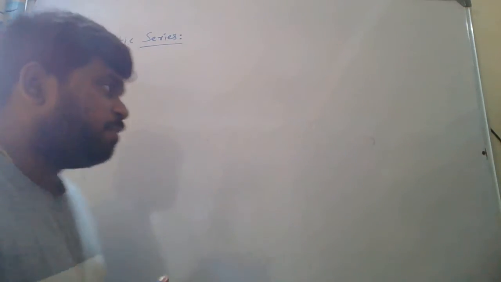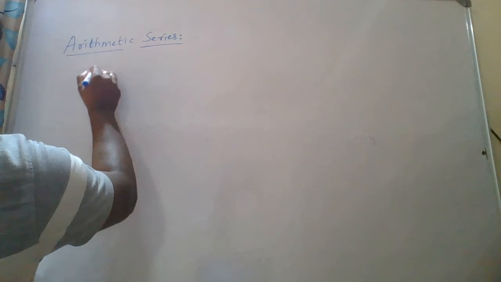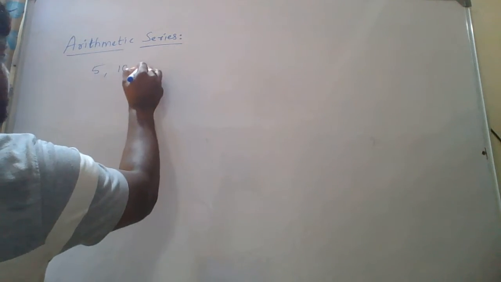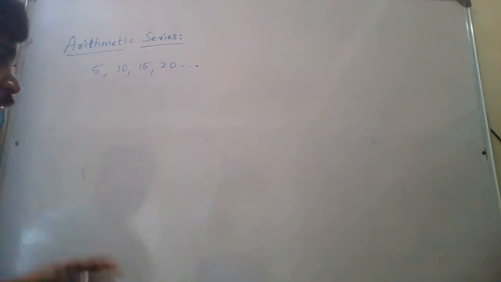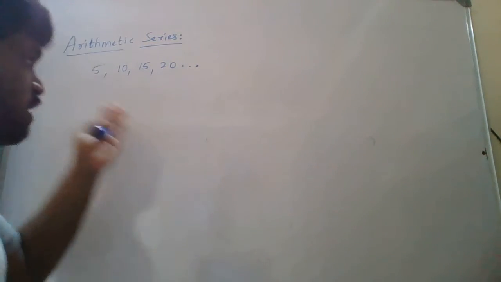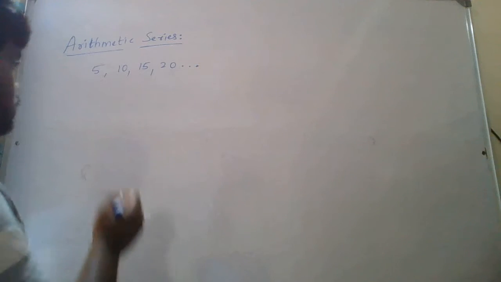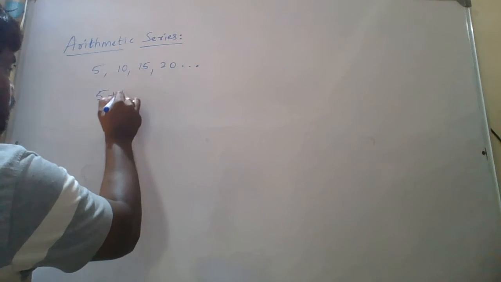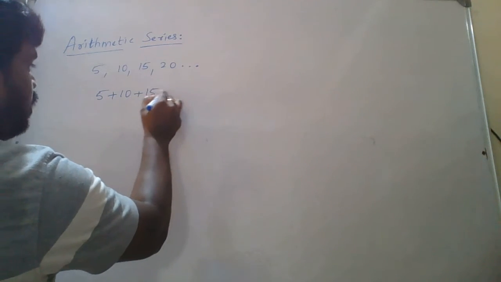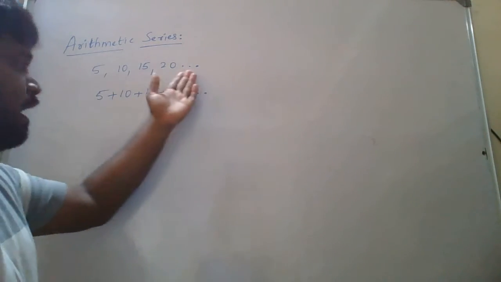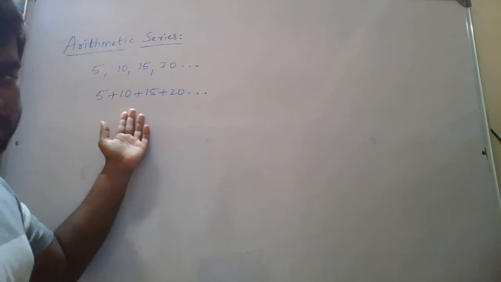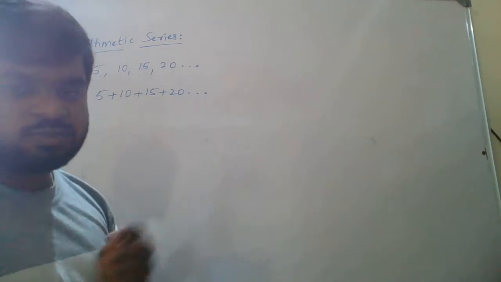That is, let's take an AP, for example, 5, 10, 15, 20, and so on. If you just add these numbers which are in AP, these numbers are in AP, isn't it? So if you add them, the resulting thing is called an arithmetic series. That's it. These numbers are in AP. If you just add them, we call it an arithmetic series.